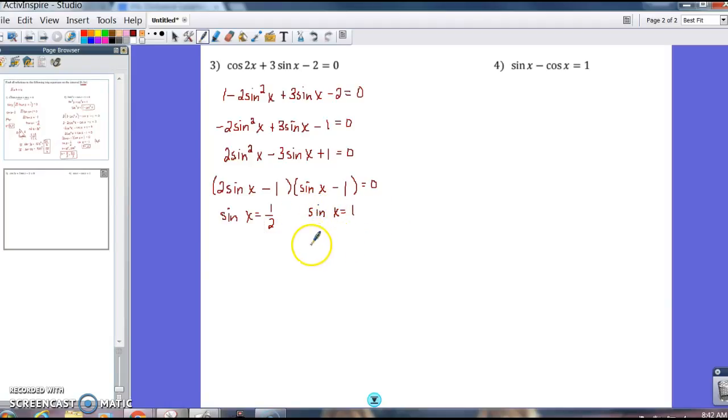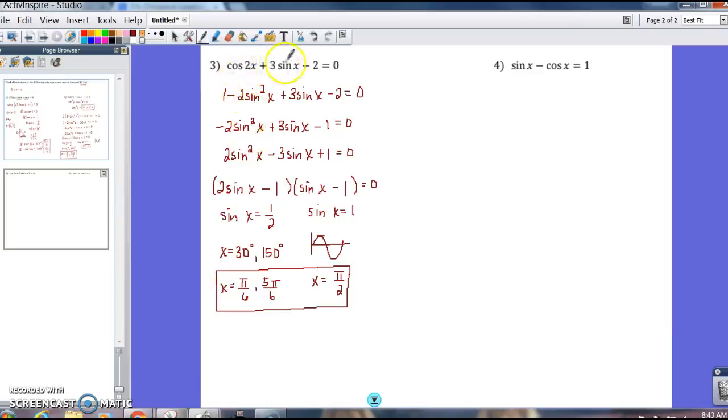Again, when I see that 1, sketch your sine graph, and I hit 1 only in one place, right here at pi/2. So x is going to be pi/2. The angle whose sine is 1/2 is 30 degrees. Sine is positive in the first and second quadrant. So in the first quadrant, it's 30 degrees. In the second quadrant, it's 150 degrees. So in radians, that's pi/6 and 5 pi/6. So those are your answers there.